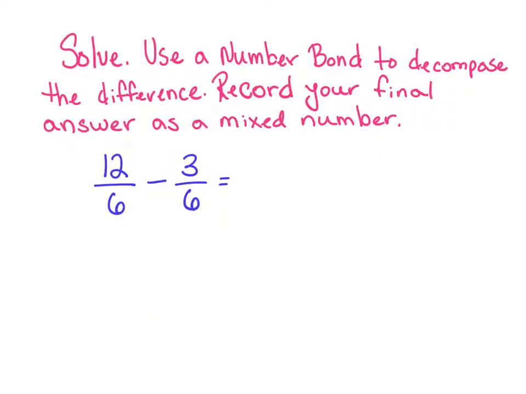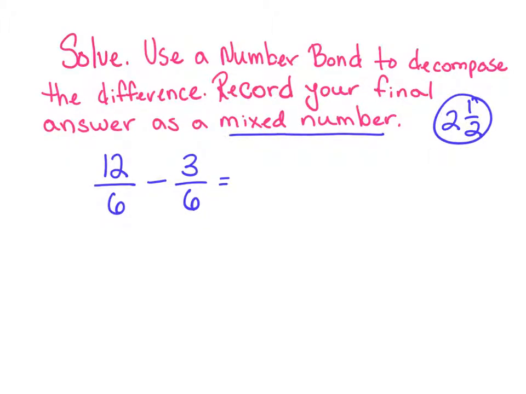Solve. Use a number bond to decompose the difference. Record your final answer as a mixed number. All right. So we're going to take these, what we call improper fractions, but fractions that are greater than 1. We're going to subtract it, but we have to decompose it to help us get to that mixed number. They do not want our final answer to be an improper fraction. That would be marked wrong because your answer has to be in a mixed number. And a mixed number, again, is a whole number attached to a fraction. That's what we're looking for, a mixed number.